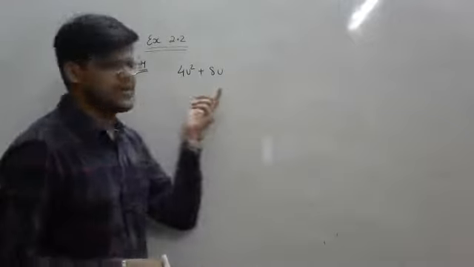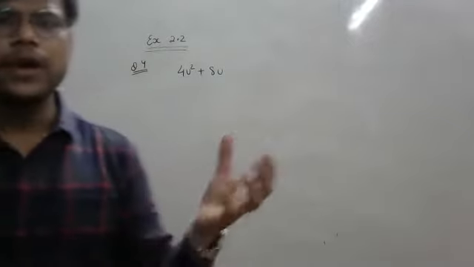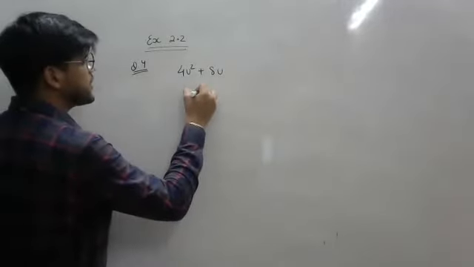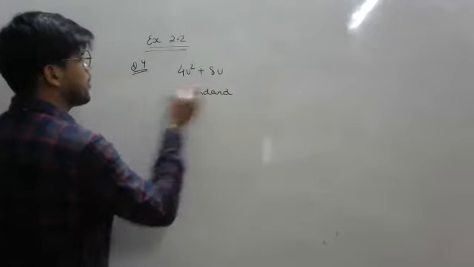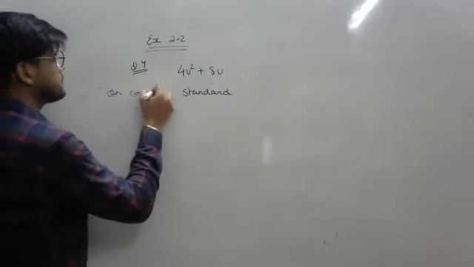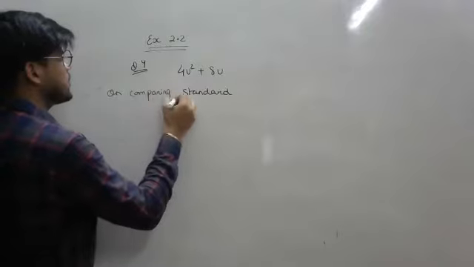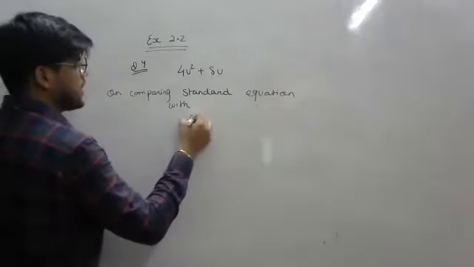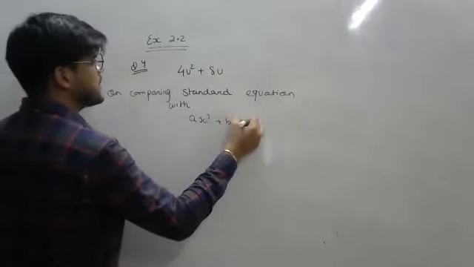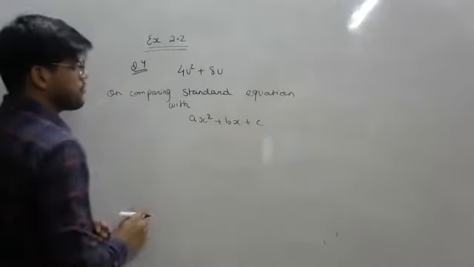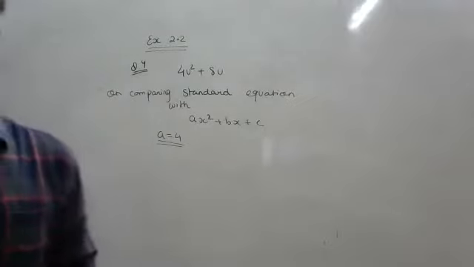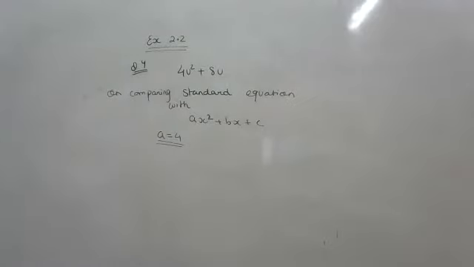Here we have only two terms. One term is missing. So if you compare this with the standard or general equation ax squared plus bx plus c, we will have a as 4. The value of a is 4. One term is missing, and that's why this question is a bit different.